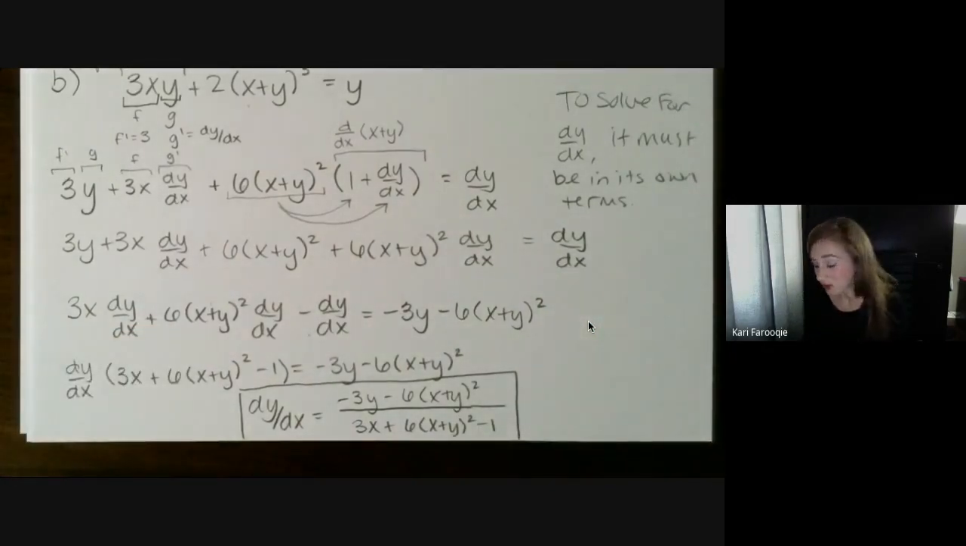Whatever you do, don't cancel the 6 times x plus y quantity squareds. You cannot cancel them because you cannot factor them out of the numerator and denominator.